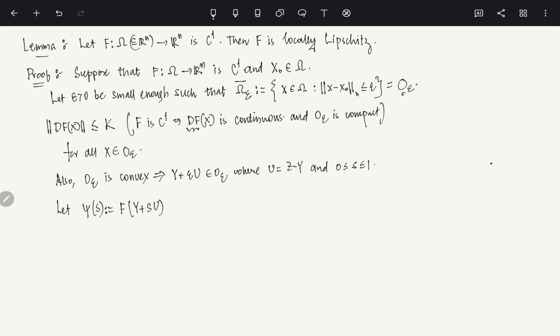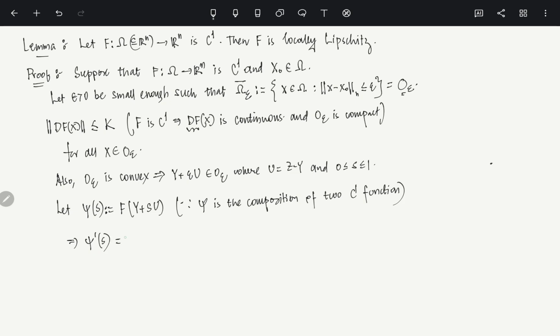Then you see, this function as a function of s is differentiable. Of course, this is a linear function, so it is differentiable as a function of s. Yes, and capital F is a C1 function, so that is also continuously differentiable. So since psi is the composition of two C1 functions, okay, since it is a composition, you can talk about the chain rule.